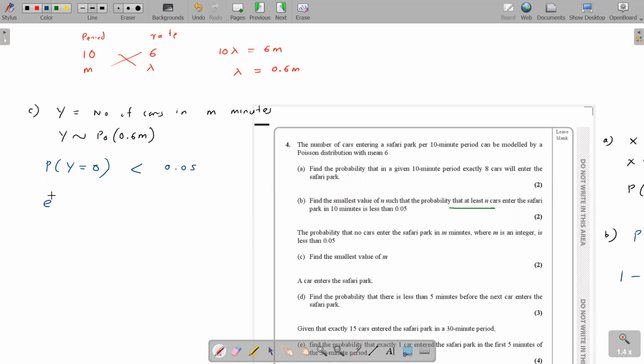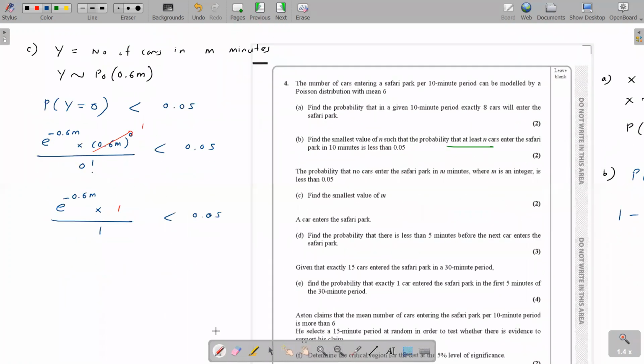So how do we open it? e to the power minus lambda into lambda to the power x over x factorial. This should be less than 0.05. Are you with me? e to the power minus 0.6m, 0.6m to the power 0 is 1, anything to the power of 0 is 1. Divide by 0 factorial, which is also 1. So we can see e to the power minus 0.6m is easily isolated here.